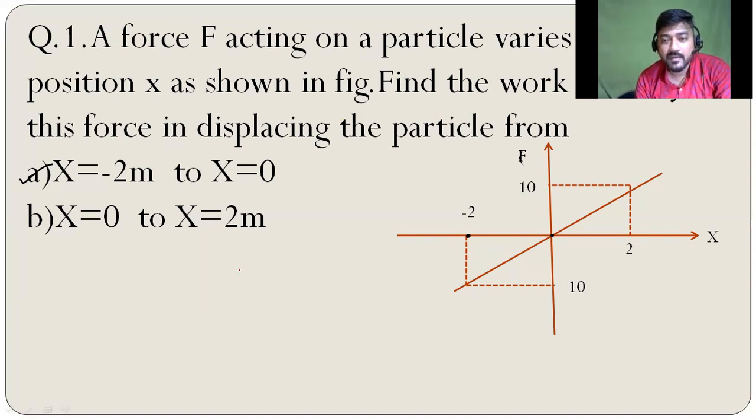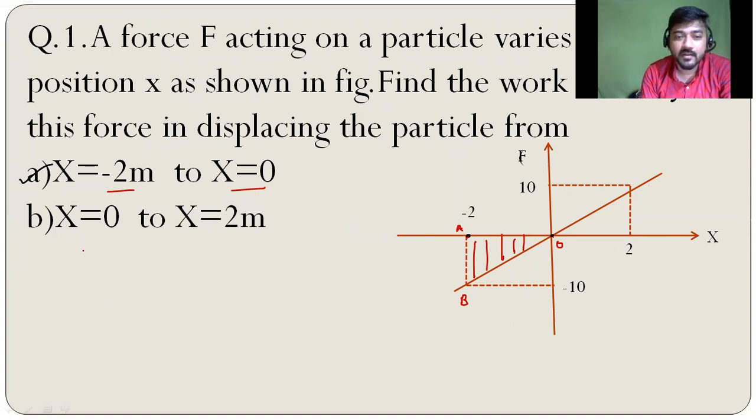Okay, so for the case A, x is equal to -2 to x is equal to 0. So here this is x is equal to -2, x is equal to 0. So area under this curve, this is the curve. So area under this curve is this. This is the area under this curve. Okay, so what will be the work done? Work done is the area under this another triangle. Let me take it as OAB.